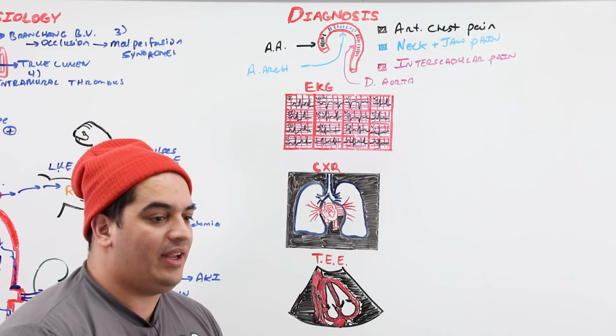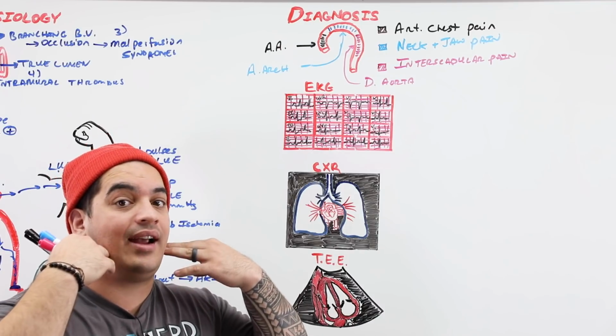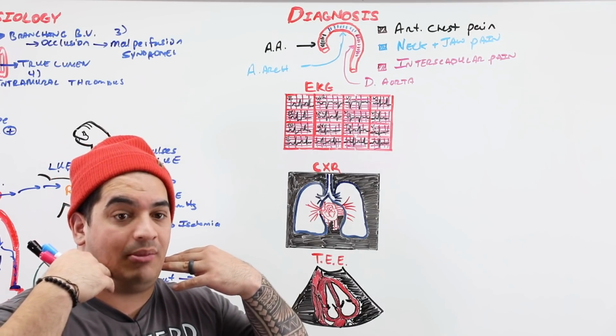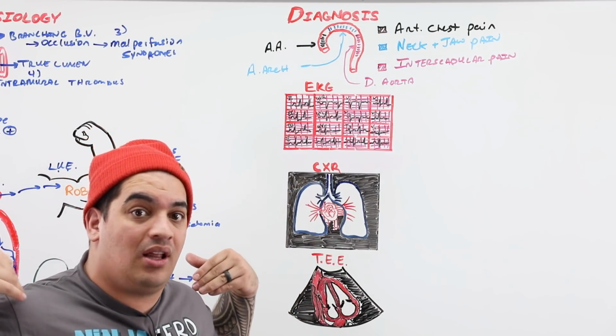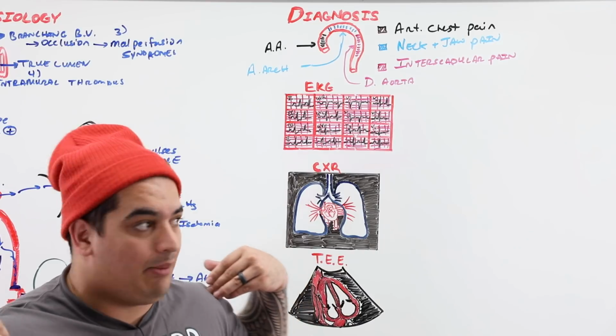If a patient comes in with ripping, tearing pain in the anterior chest, ascending aorta could be involved. If it's involving the neck and the jaw, the aortic arch and some of its branches can be involved. If it's going back into the scapula, in between the scapula, the descending aorta can be involved. So these are things to be thinking about.